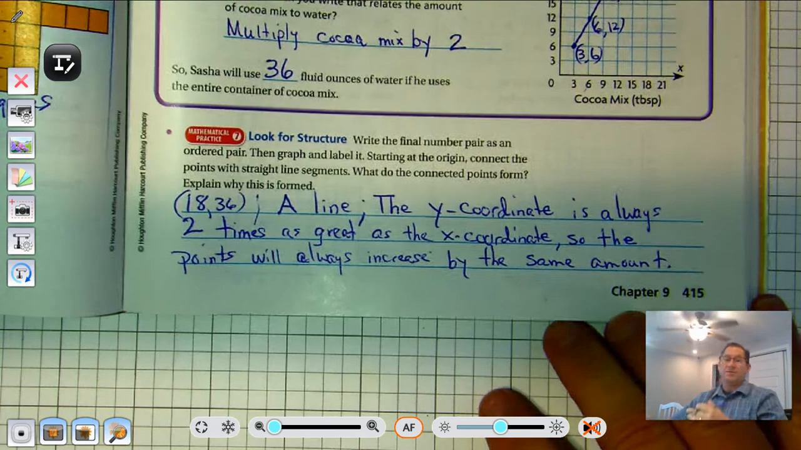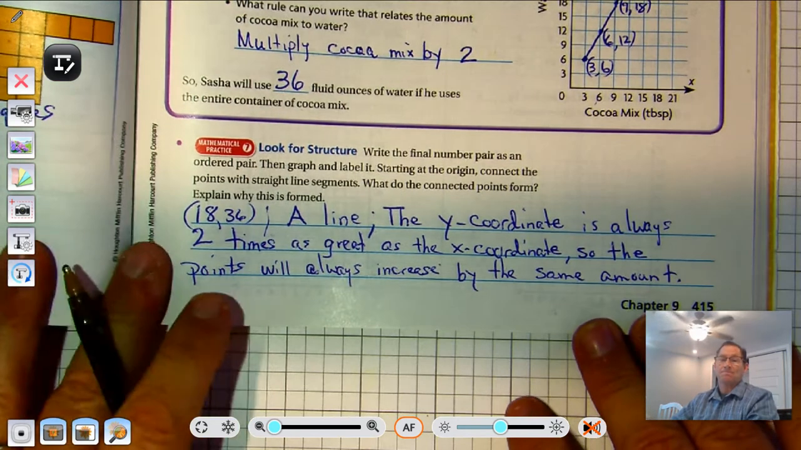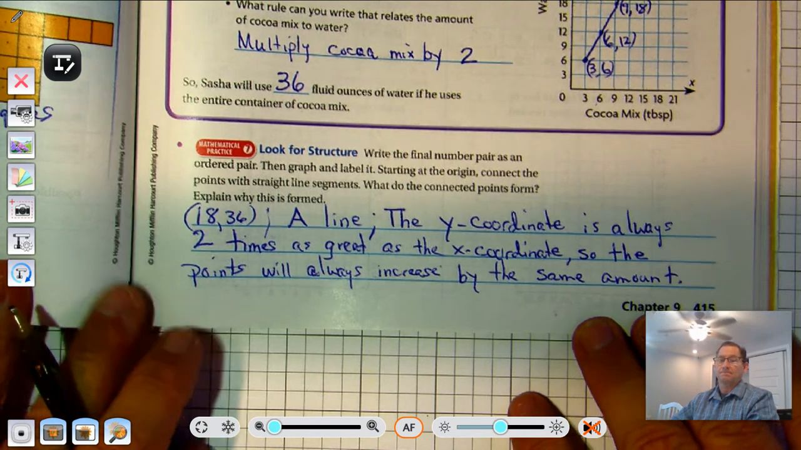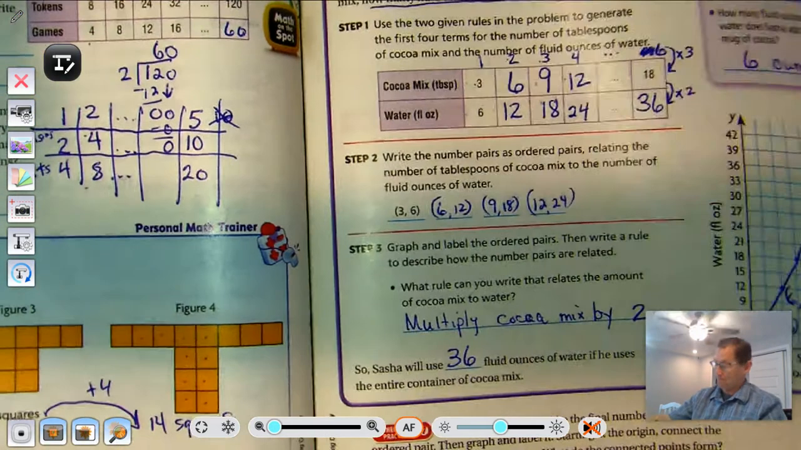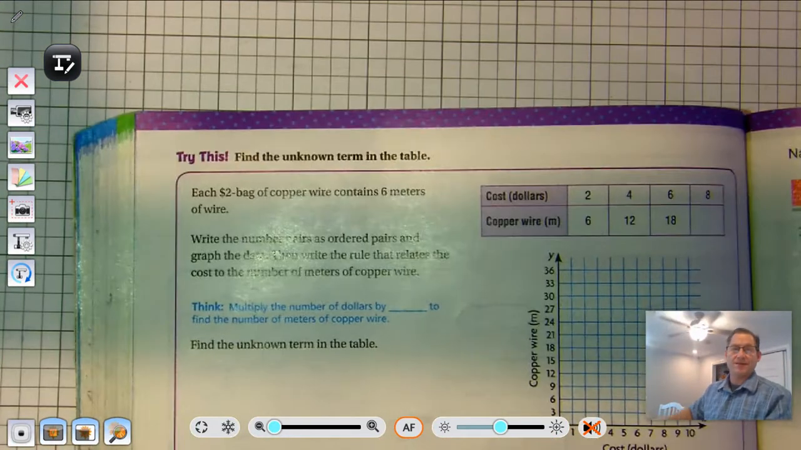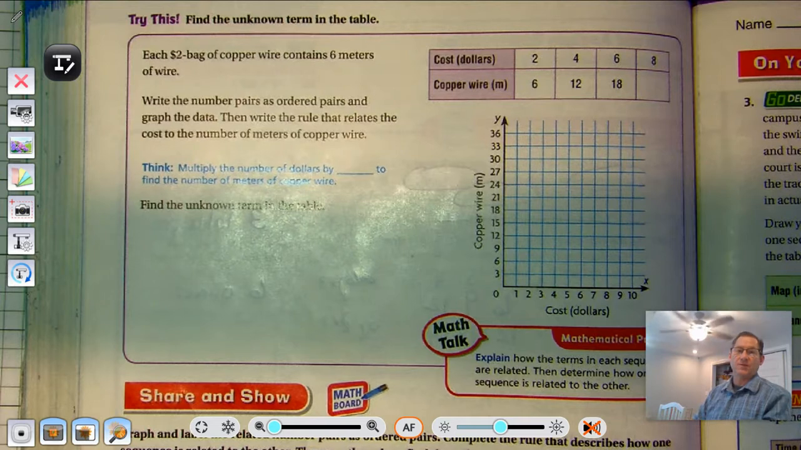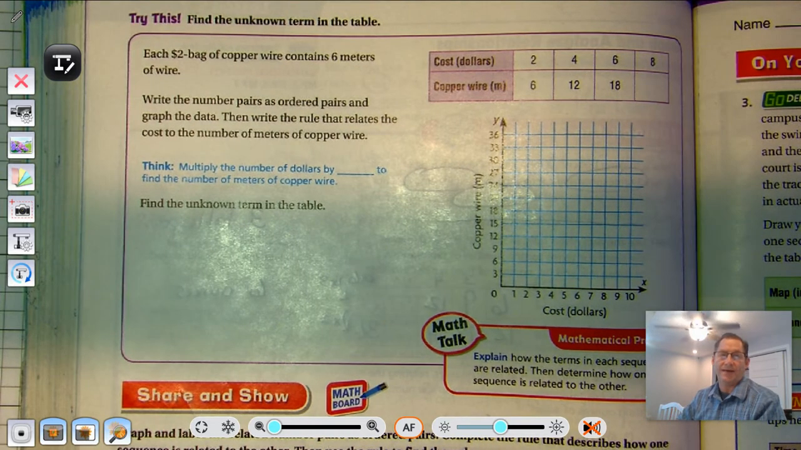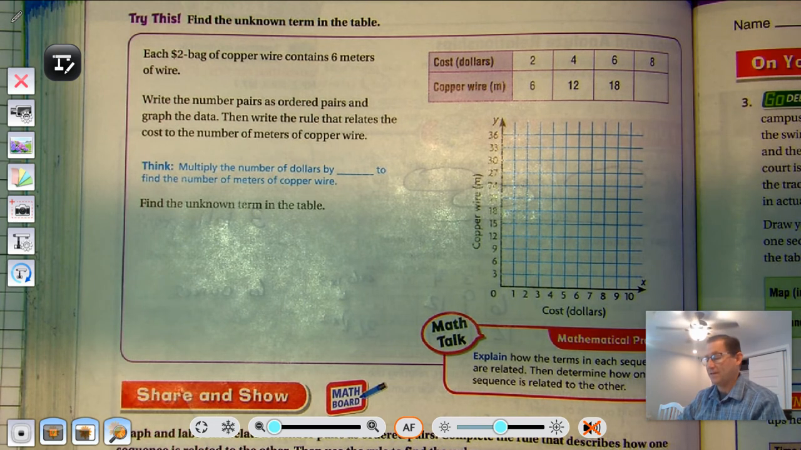So the points are going to increase by the same amount. All right, try this one. Find the unknown term in the table. Each $2 bag of copper wire contains 6 meters of wire. Write the number pairs as ordered pairs and graph the data.